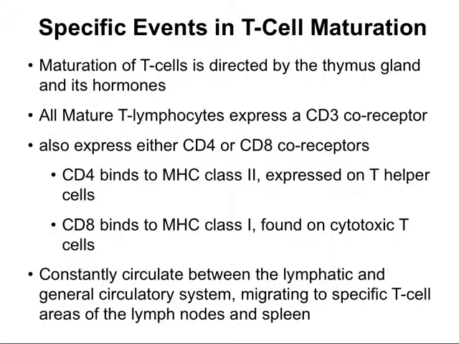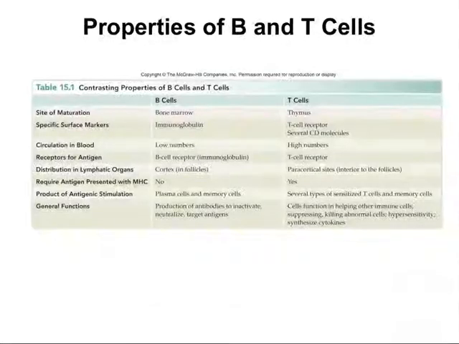Either way, just like the B cells, the T cells constantly circulate between the lymphatic and general circulatory system, and they migrate to specific T cell areas in the lymph nodes and spleen. So the lymph nodes and spleen have T cell areas and B cell areas that are separate. This table will be a great tool to come back to.